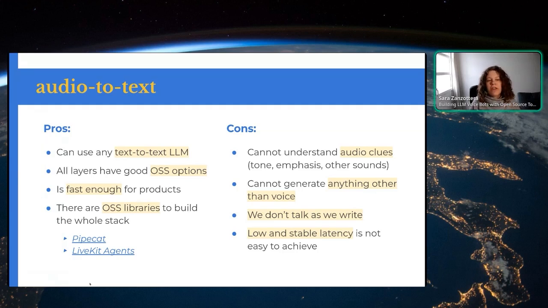And also, to be honest, most of the layers have decent open source options. So you can build this whole stack just with open source models. It is also fast enough for products. This is a common misconception that these pipelines tend to be very slow, and indeed you will see a lot of, for example, demos that are really slow at replying, because achieving a good latency is not trivial, but it's totally possible. So you can build a good audio to text pipeline that replies actually on time.